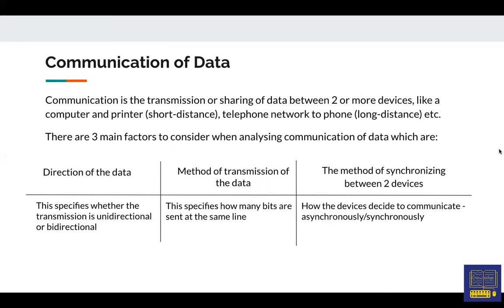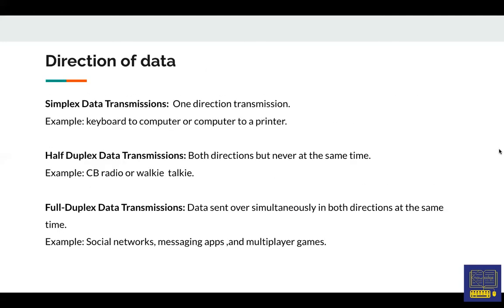When we come to method of transmission of data, we are basically saying how many bits, or essentially how much data, is being transferred at the same time. And then coming to the last one, method of synchronizing. As of now, we can just understand that it is asynchronous or synchronous. We'll delve into this deeply later on. So okay, coming to direction of data.